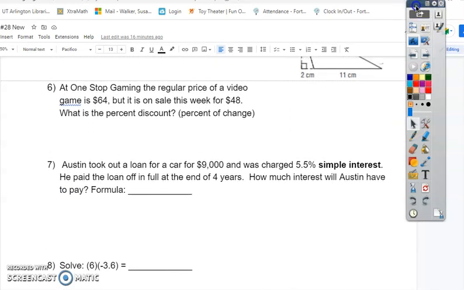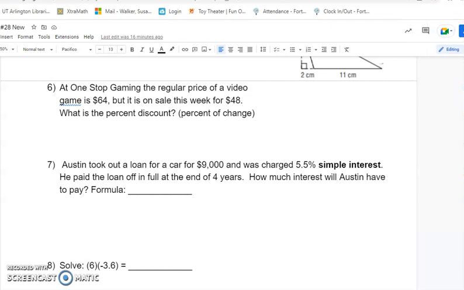Number 6. At One Stop Gaming, the regular price of a video game is $64. So remember, that's O. That's the original. But it is on sale for $48. So you can tell that that price went down. We want the percent of change. So when you look at this, we want the percent. It's a percent problem, but we don't have the percent. So remember, we use our backup method. Remember, is over of is our backup method.